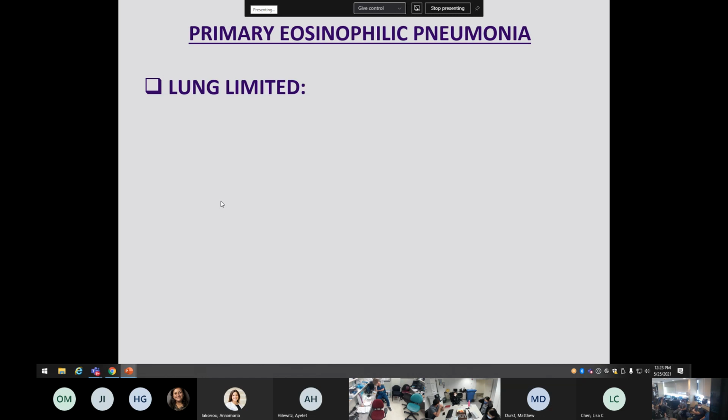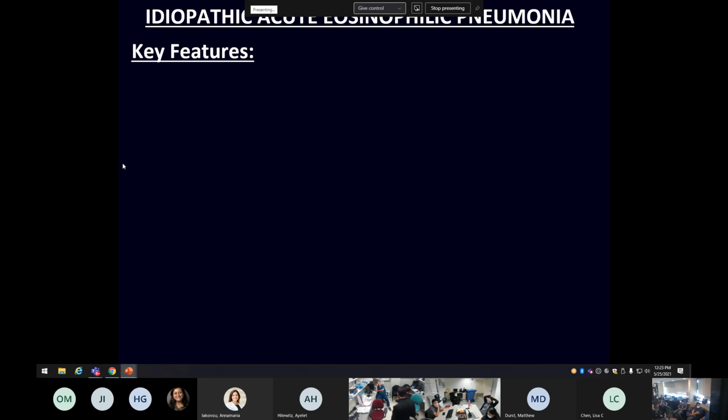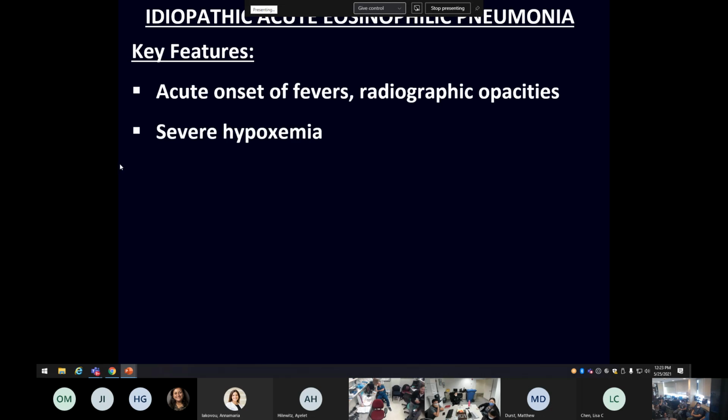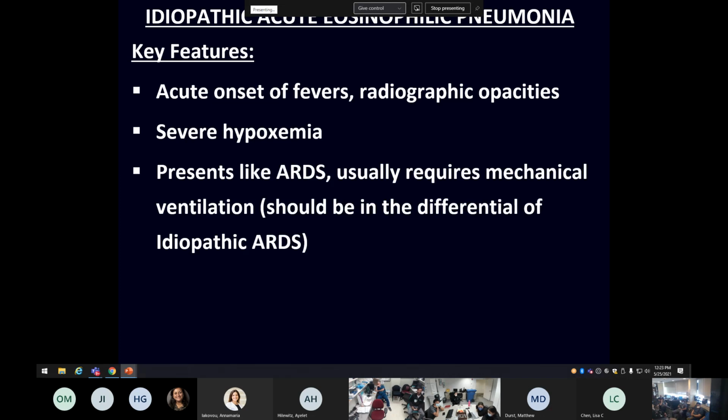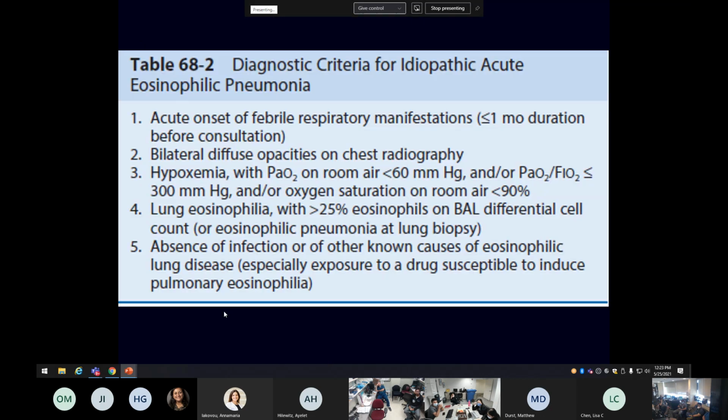So let's talk about the primary eosinophilic pneumonias, the lung limited. The first one is acute eosinophilic pneumonia. The key features are acute onset, usually within 1 week, of fevers, radiographic opacity, severely hypoxemic, looks like ARDS. Most of them require mechanical ventilation, and AEP should be in the differential for idiopathic ARDS. Again, very importantly, usually no peripheral eosinophilia on presentation, with greater than 25% eosinophilic alveolitis on BAL. A distinguishing feature compared to chronic eosinophilic pneumonia is that once you treat them, they have no relapse after recovery.